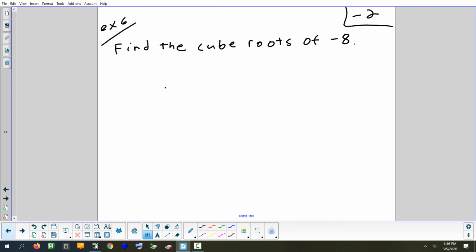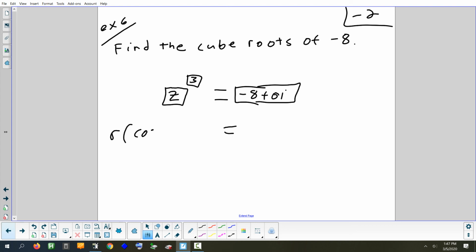Okay, so what's the equation you're setting up? I'll give you a hint. Z to the 3 equals -8 plus 0i. Yep, you can put the plus 0i if you want. Now, what's your next step? r cosine theta plus i sine theta. And what power are you raising it to? The 3. So r to the 3rd, cosine 3 theta plus i sine 3 theta.